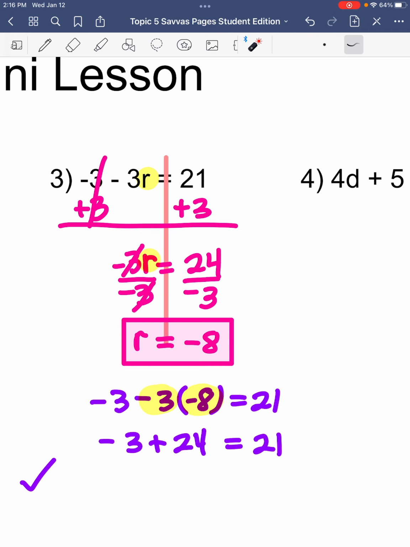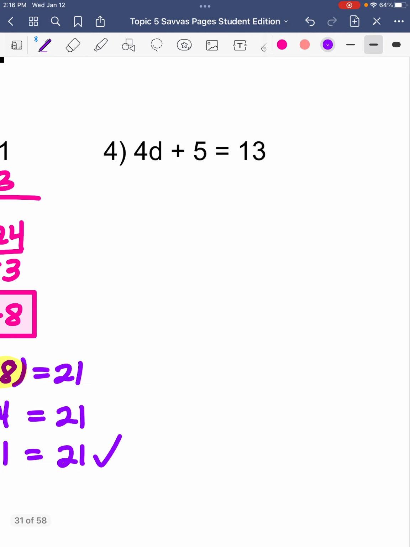So now we have -3 plus 24. Integers that we're adding together, they have different signs. So I'm really going to subtract. 24 minus 3 is 21. My bigger number is positive, so it stays positive. So 21 equals 21. Same number on both sides, so I know that my answer is correct. Okay, moving on to number 4.